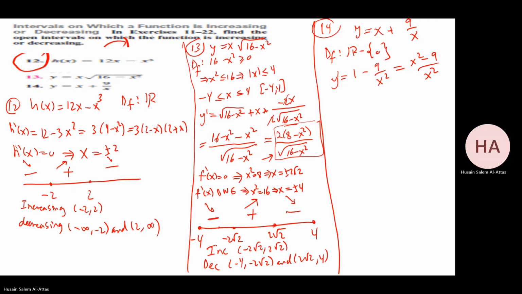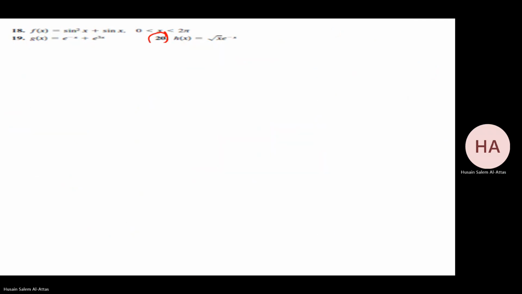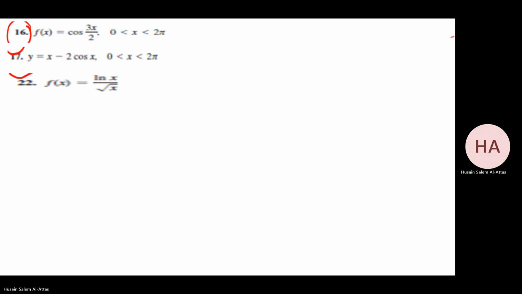Which is y prime equals 0. I have x equal plus or minus 3. So I have minus 3, 0, open, point of discontinuity. 0 is a point of discontinuity. Point of discontinuity is 0. And this is 3.